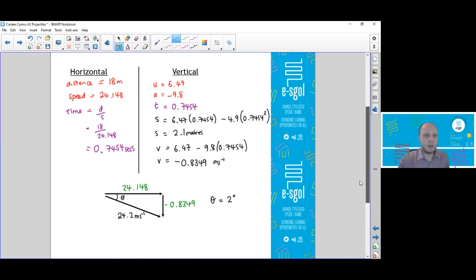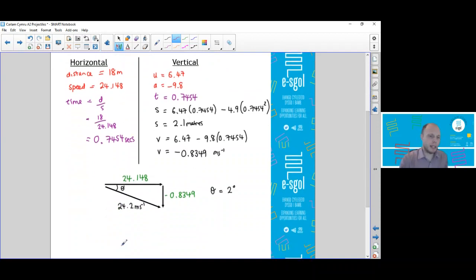Okay, the other one you could include there as a possible assumption is we've ignored the spin of the ball. Okay, if you put spin on a football, you can cause it to bend left or right. You can cause it to dip faster than it normally would.